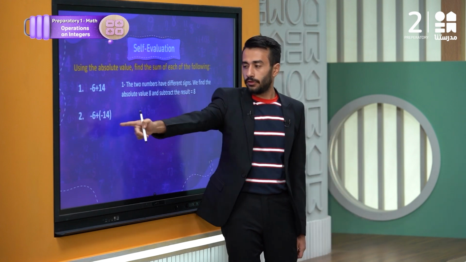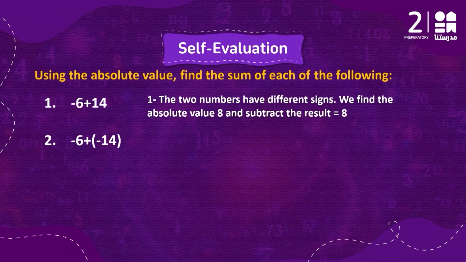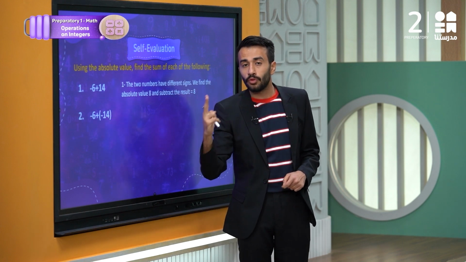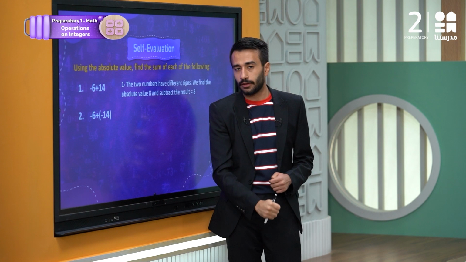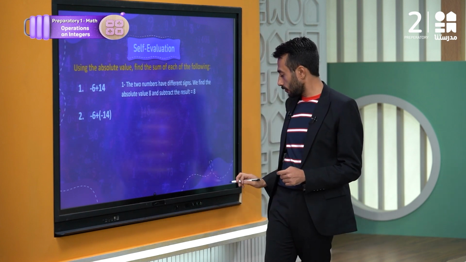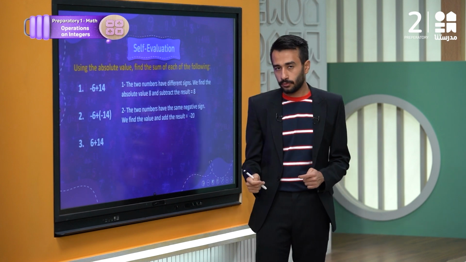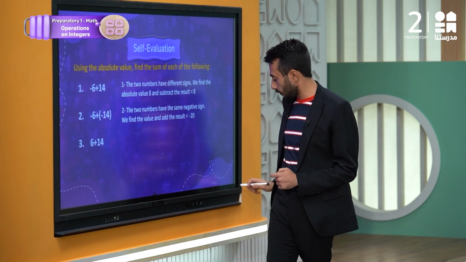Now, for this one, negative 6 plus negative 14. This is negative direction, or left direction, and this is also left direction. If we have the same direction, we just add them. 6 plus 14, which is 20. And as we move to the negative direction in the two numbers, the answer must be negative. So the answer is negative 20. Now 6 plus 14, for sure, this is 20. It's very easy to find.